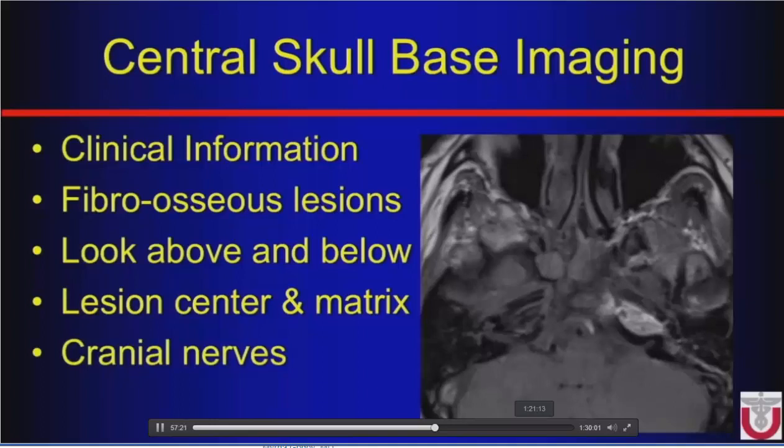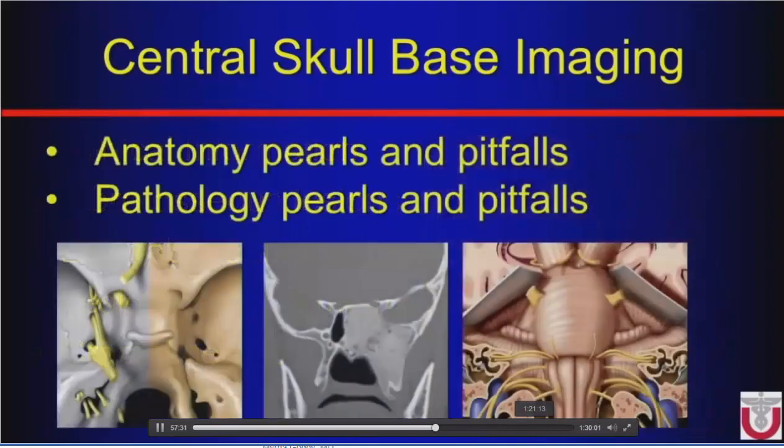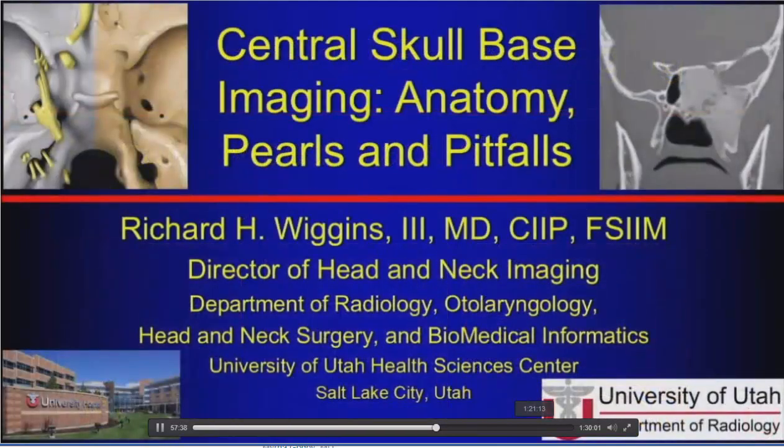And then lastly, remember those cranial nerves. And we talk about perineural tumor spread a lot, but you can have all kinds of other tumor spread, perifascial, perivascular, perivenous, and anything around that area. So that's some anatomy pearls and pitfalls around the central skull base, and I thank you very much for your attention.